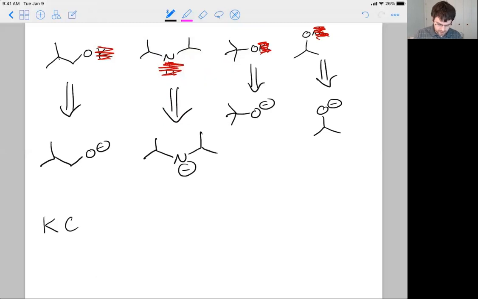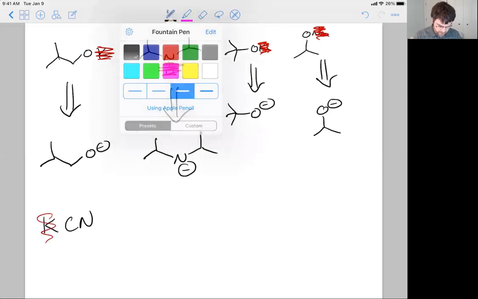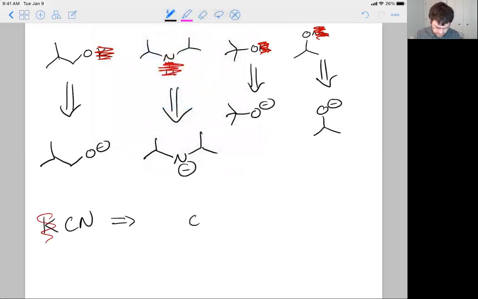This was one that we looked at in the past lecture. What we have to do is cross them out and replace them with a negative charge. And that's actually the same as C triple bond N, negative charge.